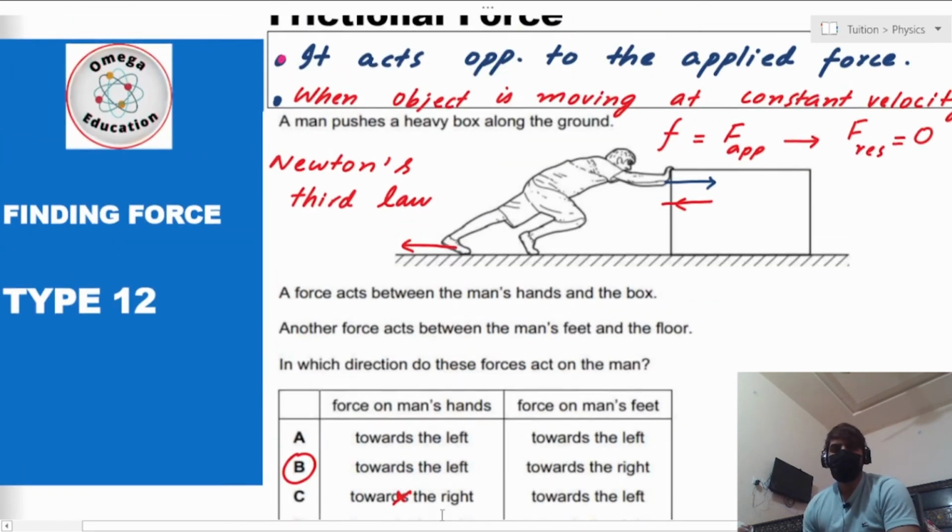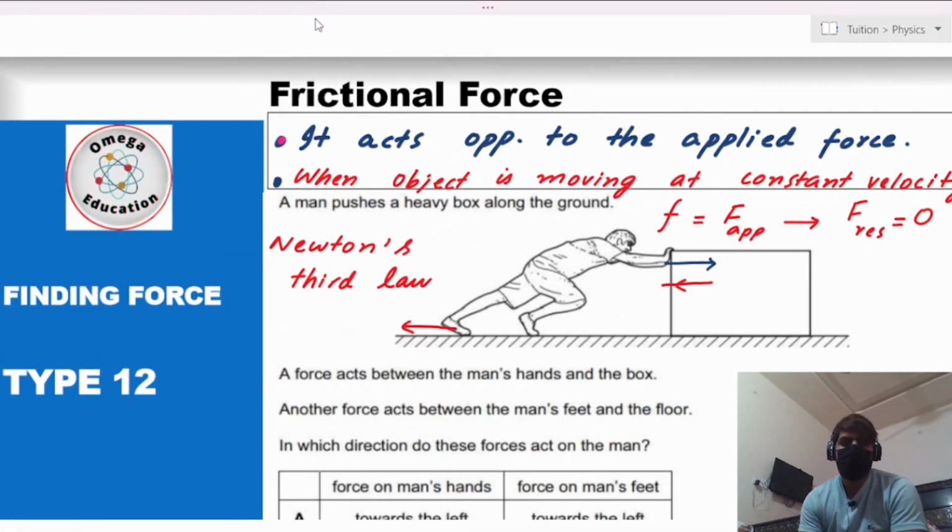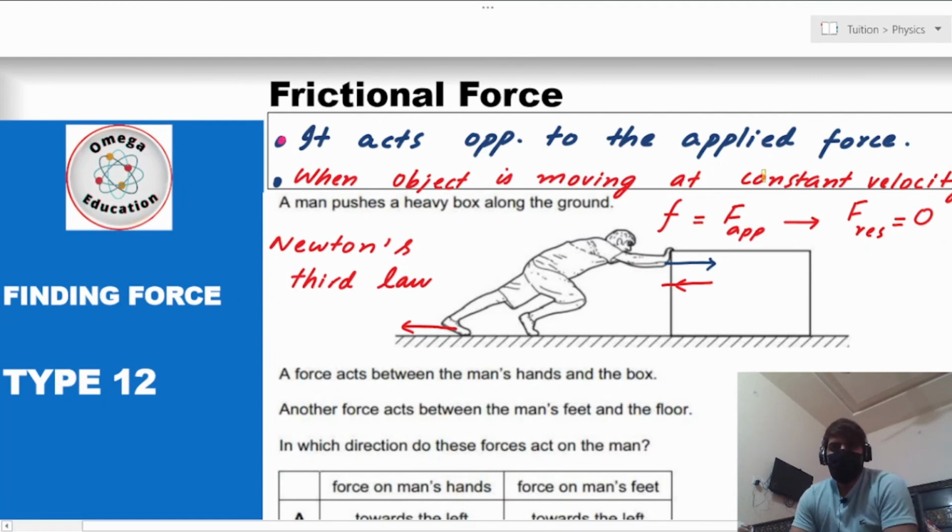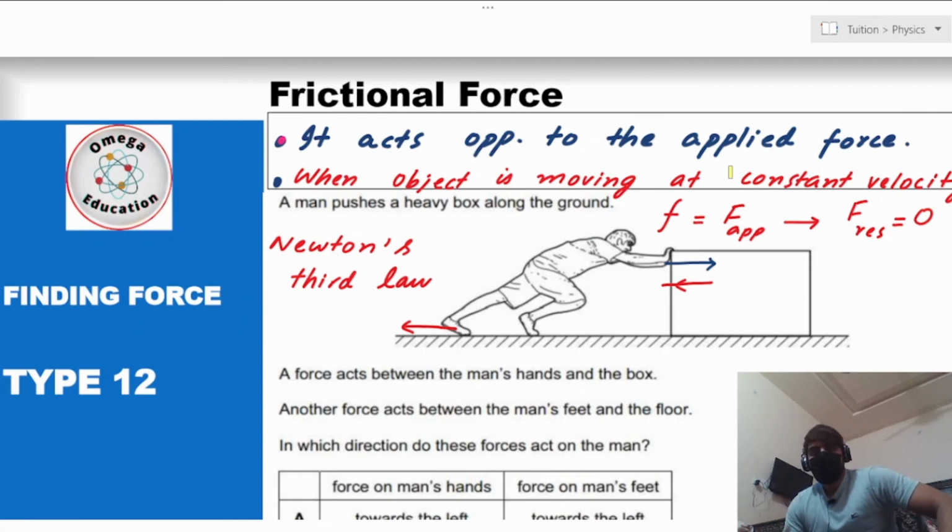About frictional force, this is one of the most important things, because many students think that if an object is moving at a constant speed, then the frictional force has to be less than the applied force, or the applied force has to be more than the frictional force, because the object is moving. No, it's not like that. If the object is moving with a constant velocity, then these two forces, frictional force and applied force, would be equal to each other.